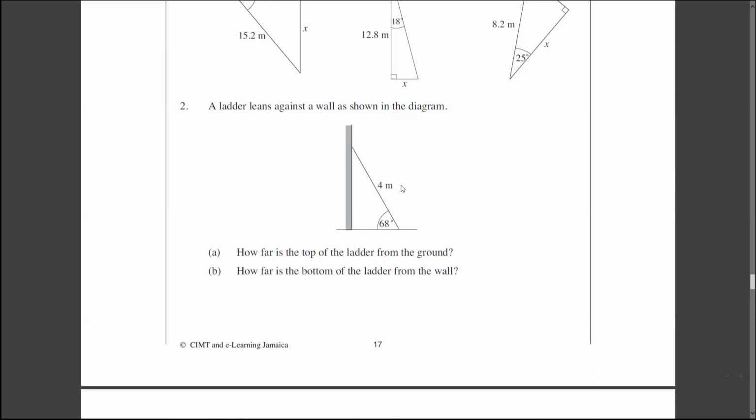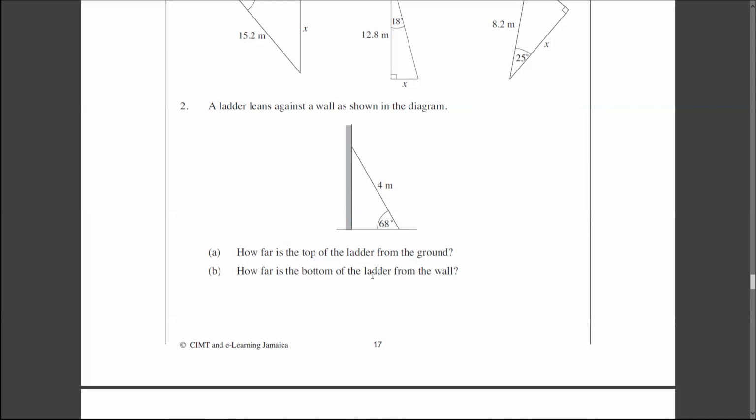We have the hypotenuse, and we're asked to find the opposite, from here to here. Ask yourself what relates the hypotenuse and the opposite. SOHCAHTOA: opposite and hypotenuse, so sine. Sine theta equals the unknown, call it x, divided by 4, and you're trying to find x. Multiply by 4, so you get 4 sine 58.